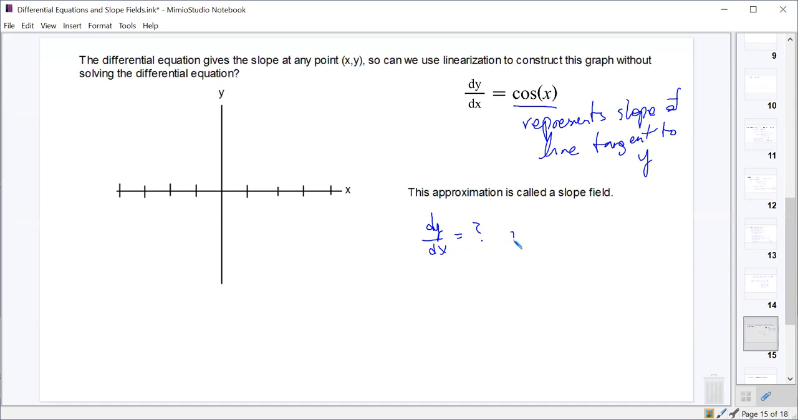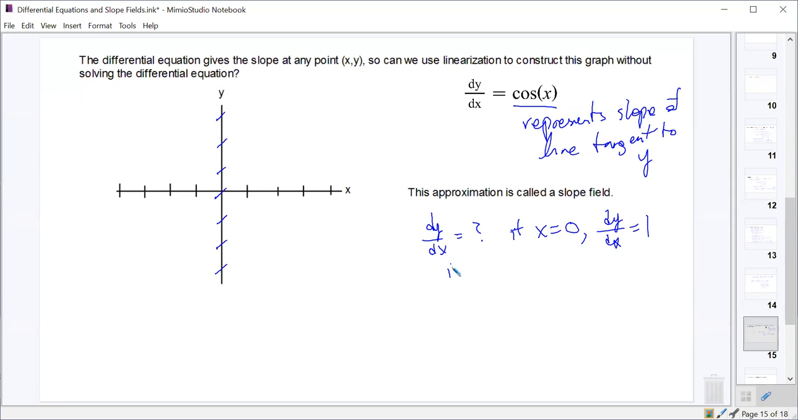What does dy dx equal if x equals 0? If x is 0, what does dy dx equal? 1. So that means that anywhere on this graph where x equals 0, the tangent line to the solution to this differential equation has a slope of 1. So anywhere where x is 0, I'm just going to draw some little line segments that have a slope of about 1. Are you guys agreed that those all have a slope of about 1? I hope. Yeah.